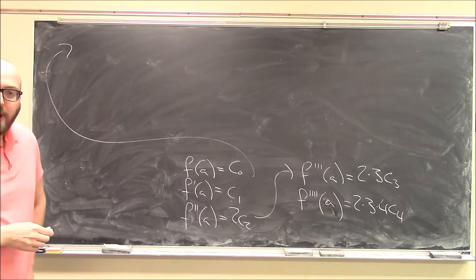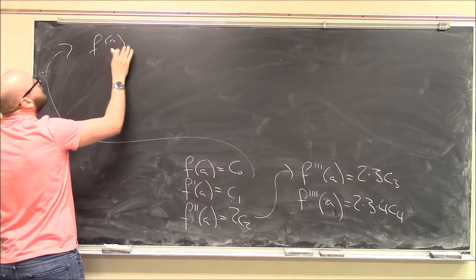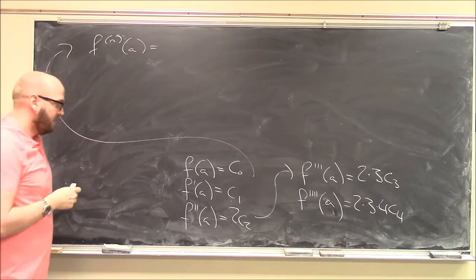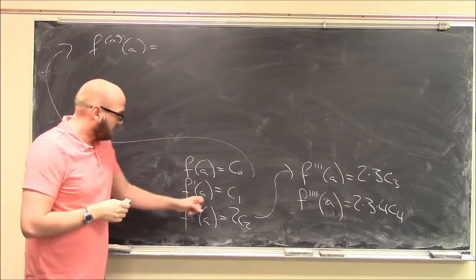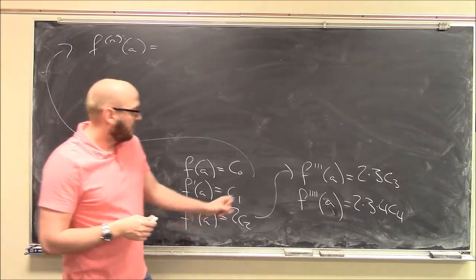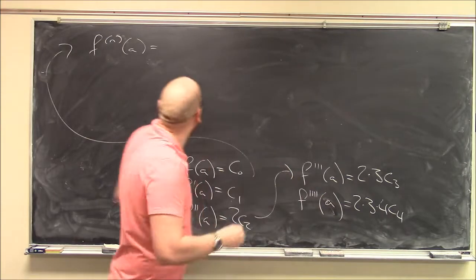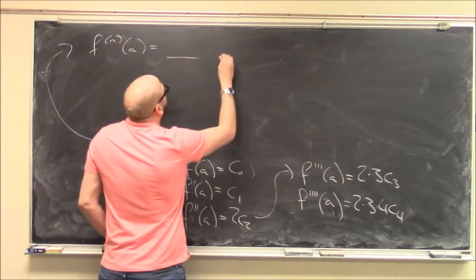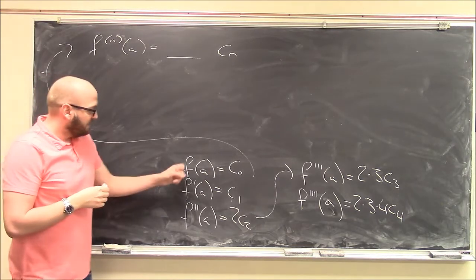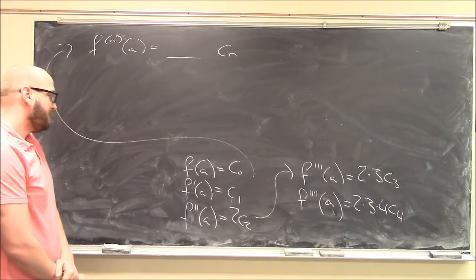Do you think we can pull a pattern out of this? Can you guess what the nth derivative at a would be? Well, the first derivative was just c1. Second derivative was 2 times c2. Third derivative was something times c3. Fourth derivative was something times c4. So pretty clearly we're going to have something times cn. This guy, you can think of as the 0th derivative. So we've got c sub 0.